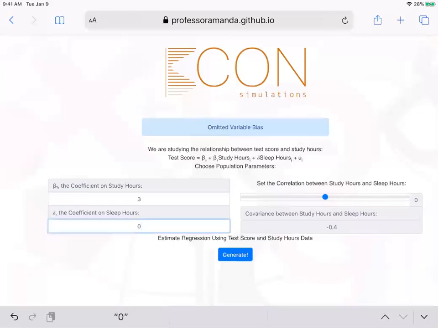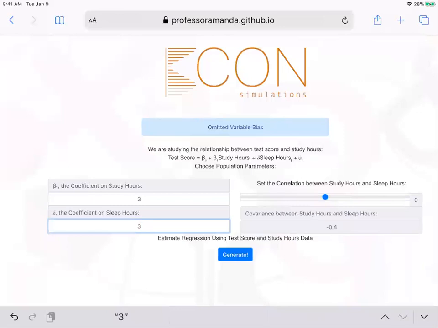And how about sleep? Let's assume that sleep also has a positive impact on test scores, and maybe it's just as positive. Each additional hour of sleep is associated with 3 higher points on the test. Now, we can play around with this, and if the students want to suggest different numbers, we can plug them in here.